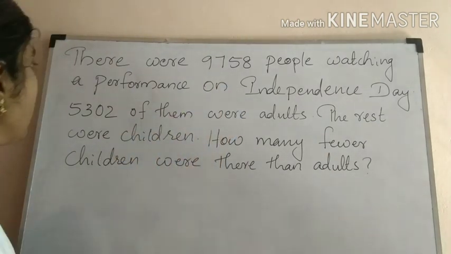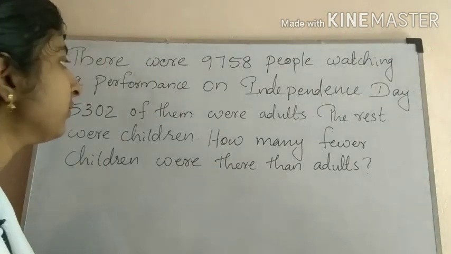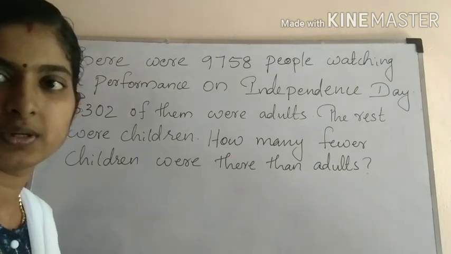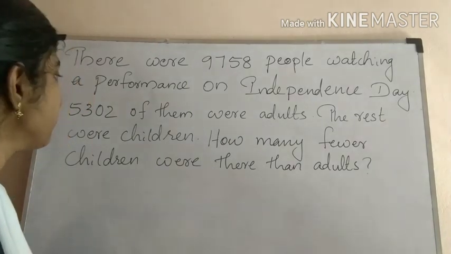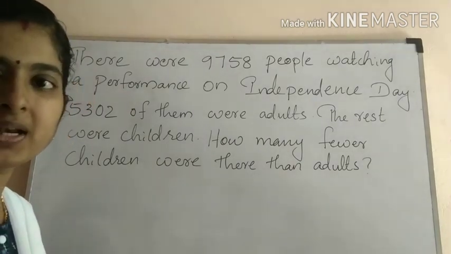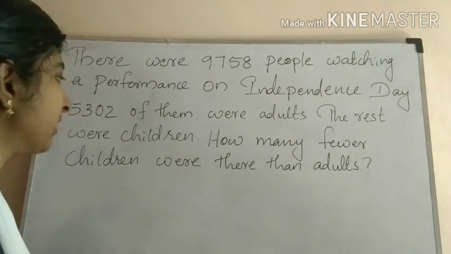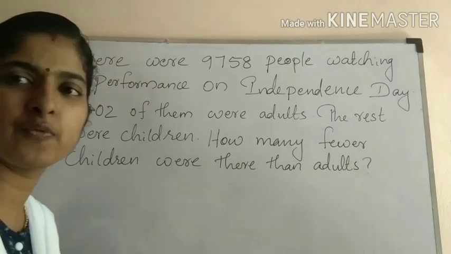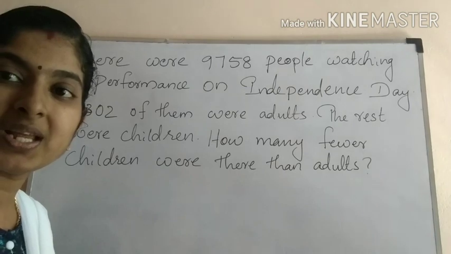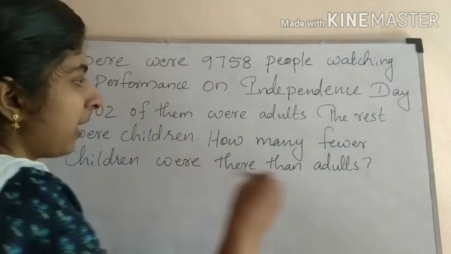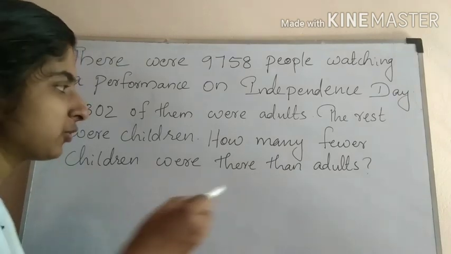Then, next one. 5,302 of them were adults. Then the rest were children. The balance is children. Then, how many fewer children were there than adults? What is meant by fewer? Fewer means less. How many less children compared to these adults?